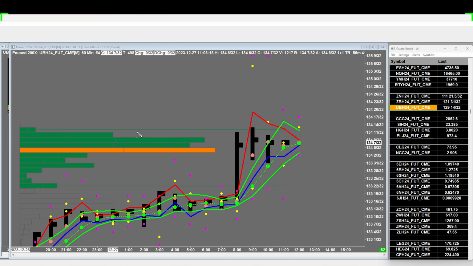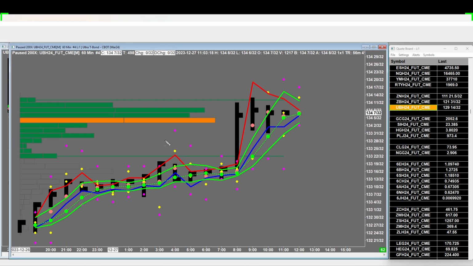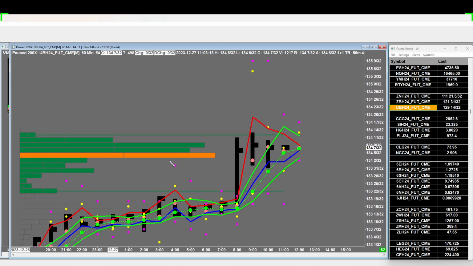And you still have your profile up here. Sure, you got your point of control shifting a little bit lower here, but you're still in the upper end of the volume distribution here. And really what's important as well is you can see that you had a lot of volume down here earlier. Now you have a lot of volume here. And now you're wondering if you're going to hold here and cycle back down, or you're going to push higher.